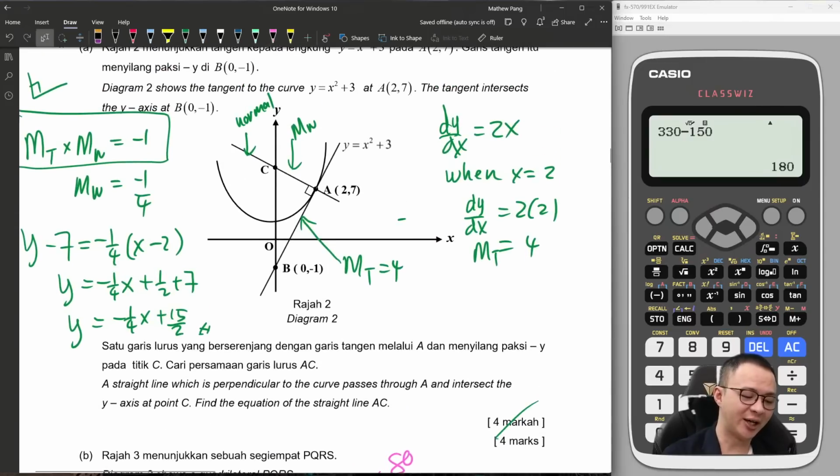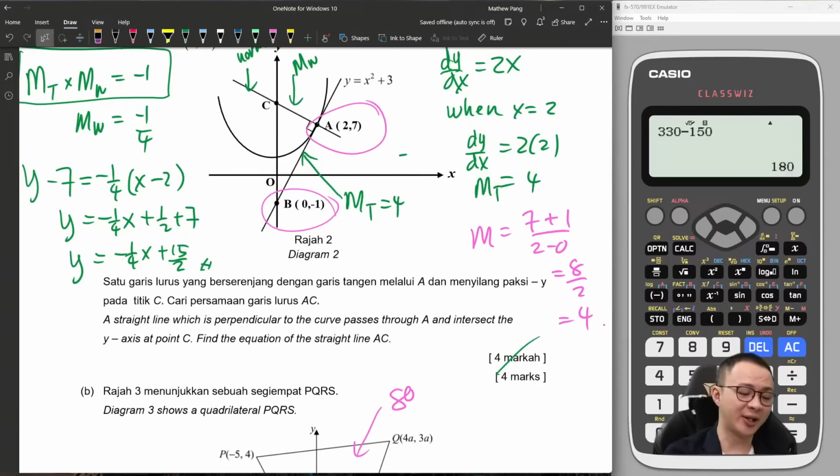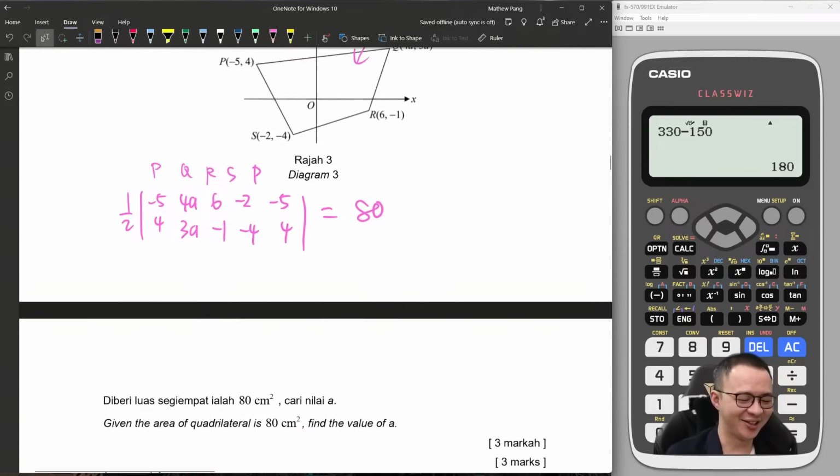Oh, just now we had two coordinates. You have two coordinates, so you can use the gradient formula. No need to do dy/dx, also can. But I believe you will get 4 also, right? 7 plus 1 over 2 minus 0, 8 over 2 is still 4. So you can either use dy/dx or straight away take these two coordinates and use the gradient formula. Just now I didn't see that, so I just used dy/dx. Okay, let me come back to this one.